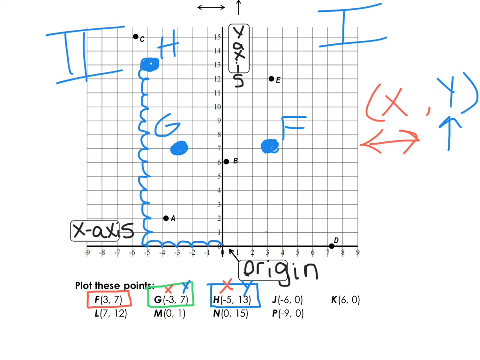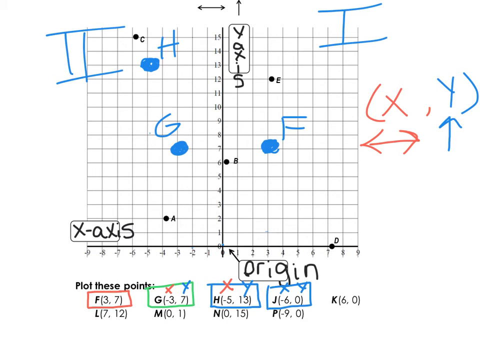Okay, we'll do 2 more, so then y'all can go back and do your lesson. All right, let's look here. Let's do J. We're going to do J. And our X is -6, and our Y is 0. So let me show you how that looks.